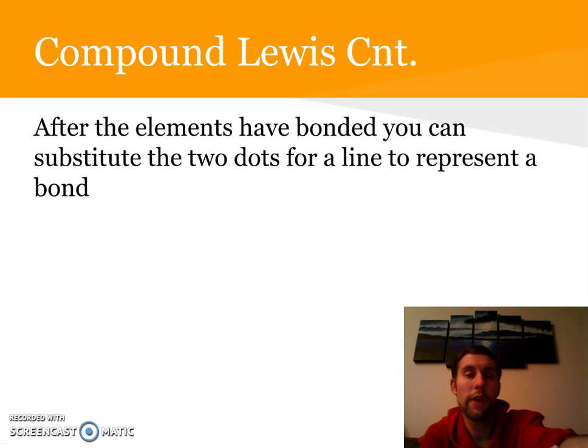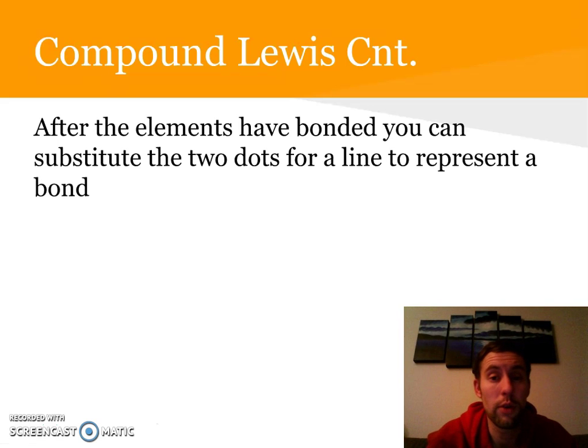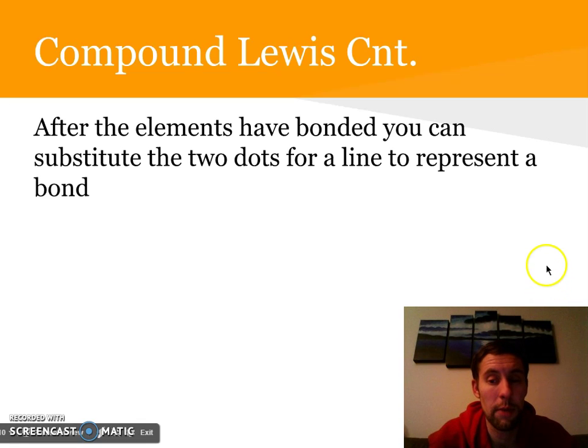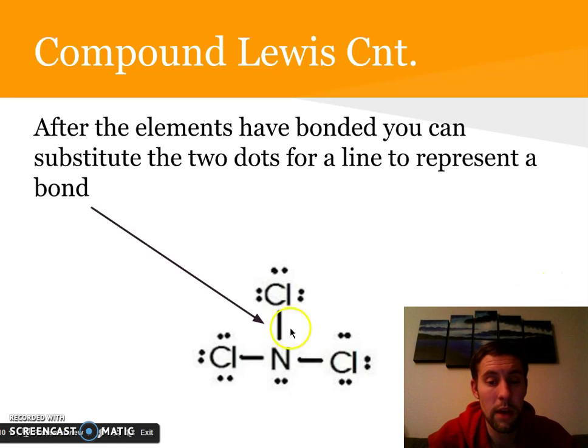Okay, so once you have the elements bonded, you can substitute those 2 dots we had between the carbon and the hydrogen into a line to represent a bond. So when you see a picture something like this, and there's not just dots here, but if the 2 dots are between 2 different elements, so if there were 2 dots here between the nitrogen and the chlorine, those 2 dots can be turned into a line.